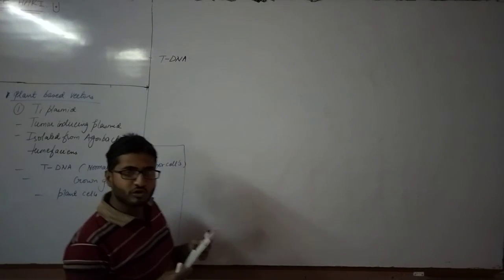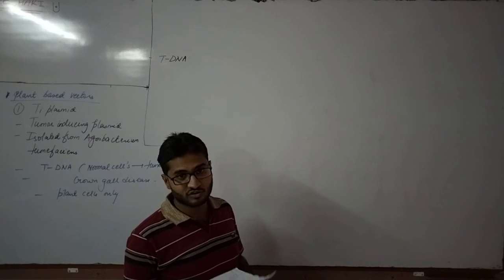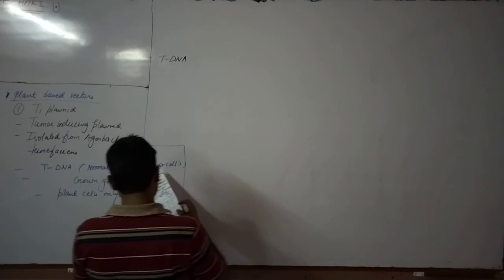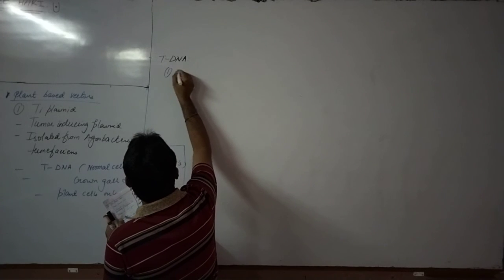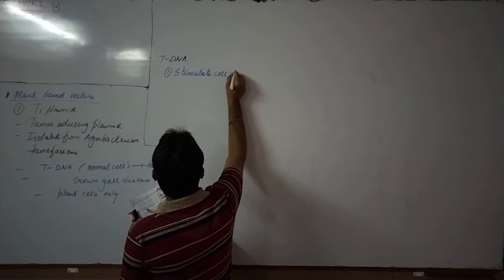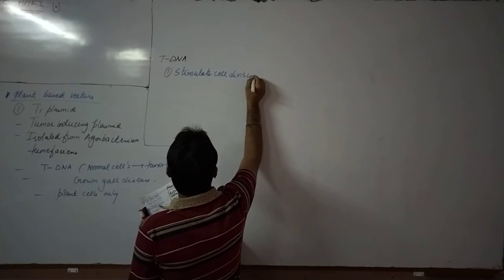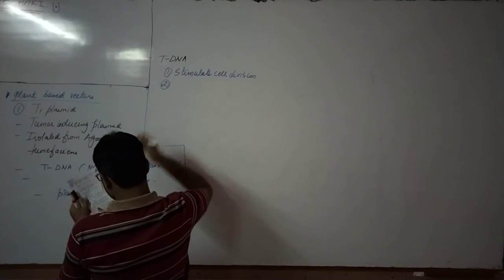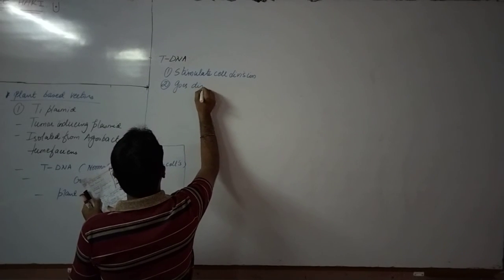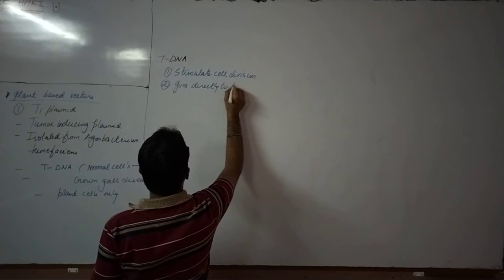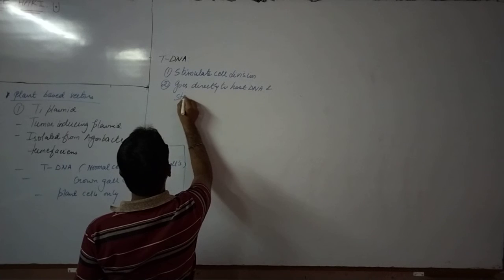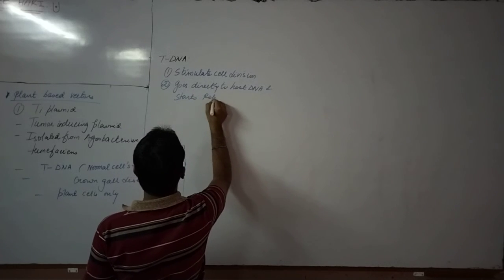Right? The advantage of T-DNA, that is transfer DNA, is that it goes directly to the host cell genome and starts replication there. And the second is that it also initiates cell division. So it stimulates cell division.